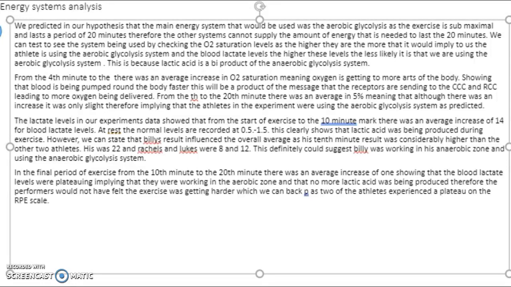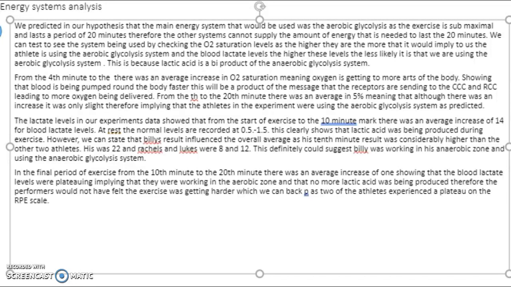The lactate levels in our experiment data showed that from the start of exercise to the 10th minute mark, there was an average increase of 14 in blood lactate levels. At rest, the normal levels are recorded at 0.5 to 1.5. This clearly shows that lactic acid was being produced during exercise.